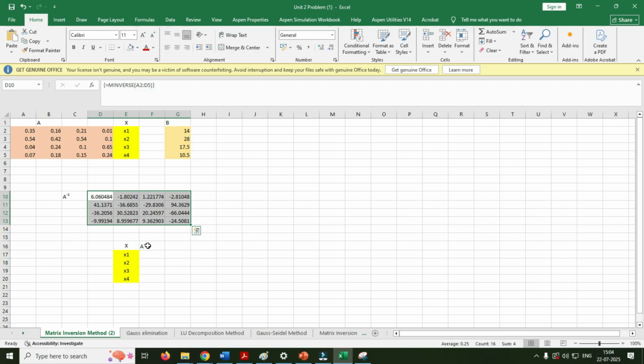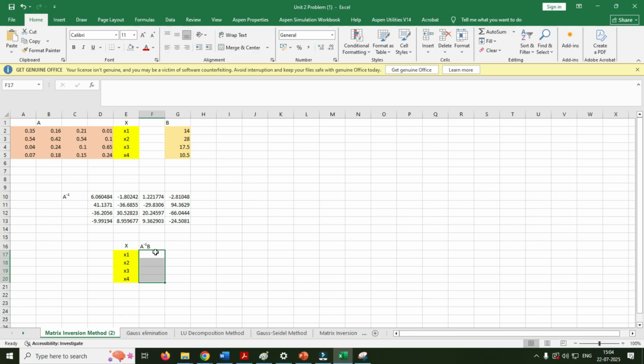Then we need to find the X value. That is nothing but the multiplication of A inverse with B. For that, the resulting matrix will have the size of 4 by 1. Select a 4 by 1 matrix. Keep the cursor at the first cell.